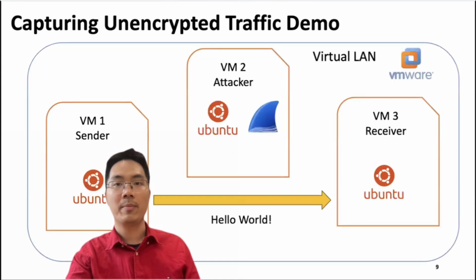Here is the diagram of your virtual local network created by VMware. You need to create 3 VMs. They will be in the same virtual local network. The first VM is a sender who wants to send a message, hello world. The third VM, the receiver, wants to receive the message from the sender. But then we also have VM2, which is the attacker who installs Wireshark on their virtual machine.